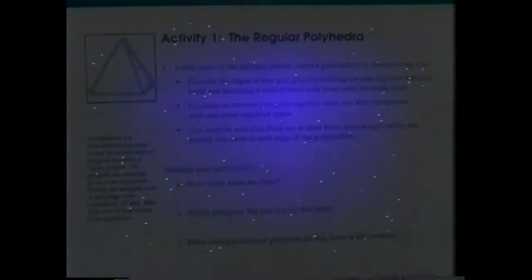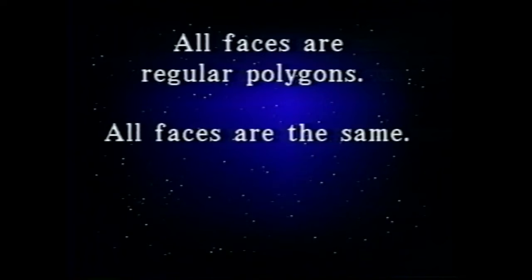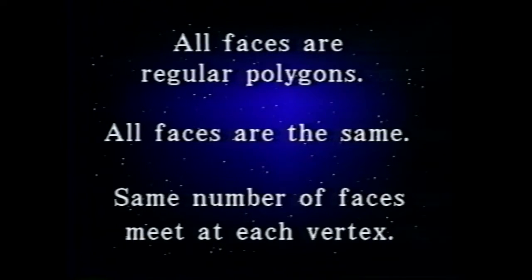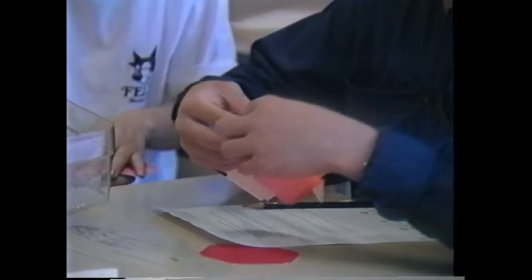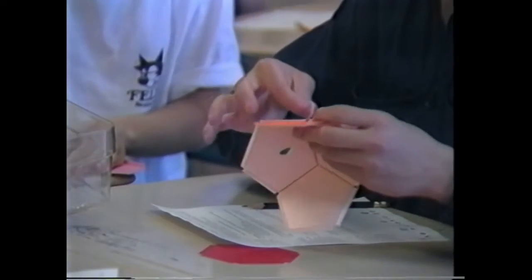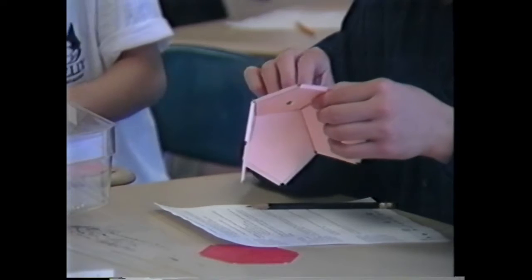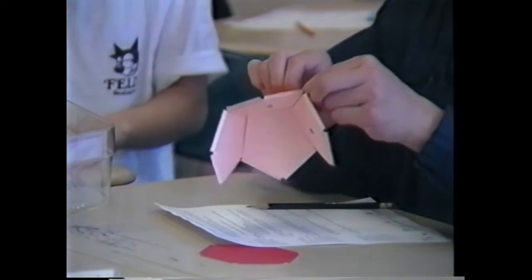A regular polyhedron is a closed, three-dimensional shape formed by regular polygons. Its faces are congruent, and the same number of faces meet at each vertex in exactly the same way. By connecting the edges of regular polygons to each other with rubber bands, students can discover that there are exactly 5 regular polyhedra. They are named according to the number of faces they have.